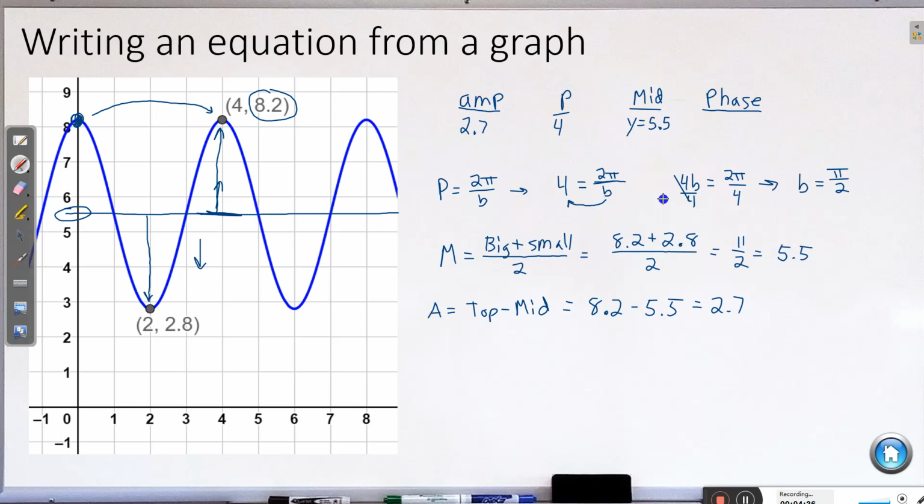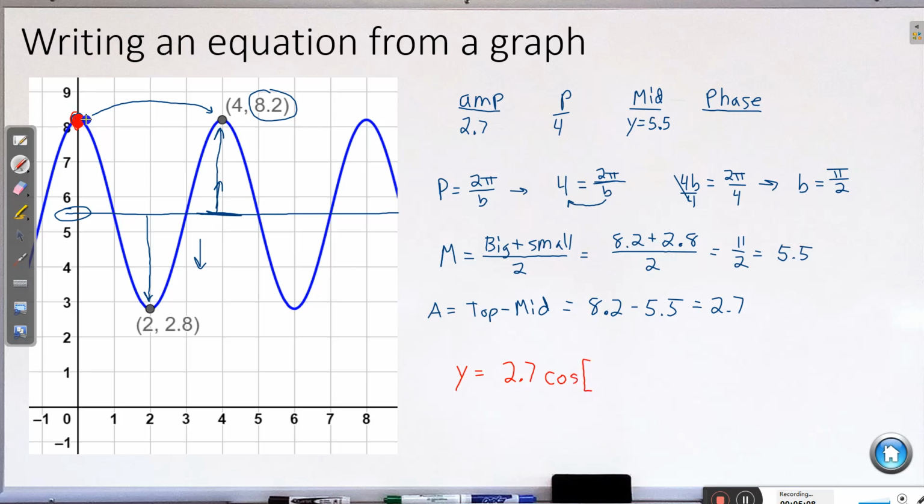All right, we have all of our characteristics. Now we can write this equation. So I'm going to first write the most basic equation that starts right here. All right, so there's no phase shift with that equation. So that will be y equals, my amplitude is 2.7. It's starting at the top of the wave, so this is going to be described by cosine.